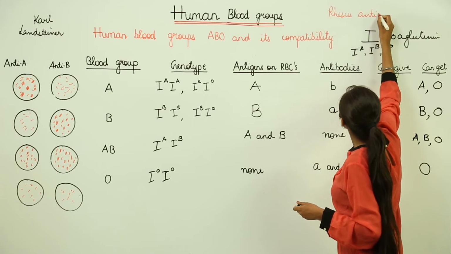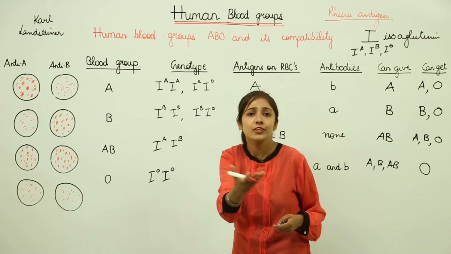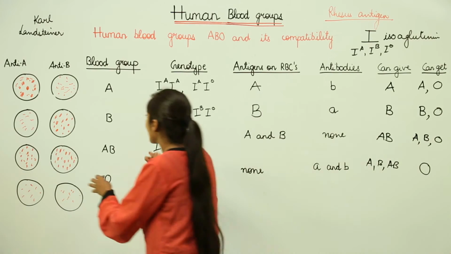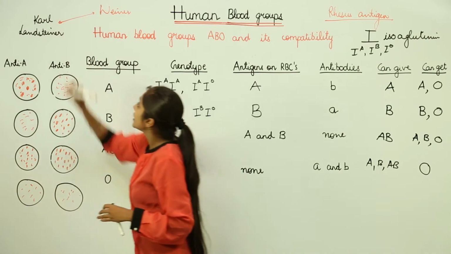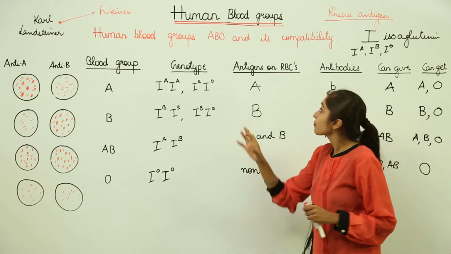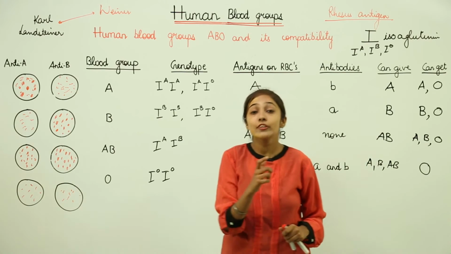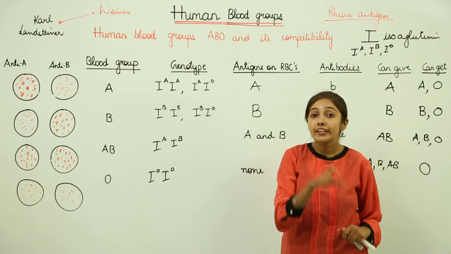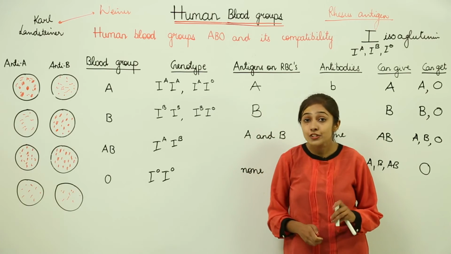Now this rhesus antigen was first discovered in the rhesus monkey, a common monkey you see. It was discovered by Wiener and Landsteiner. So they discovered this Rh factor, which means there is this Rh antigen on the RBCs in some persons. If there is availability of Rh antigen, then the person is Rh positive, and if there is no Rh antigen, the person is Rh negative.